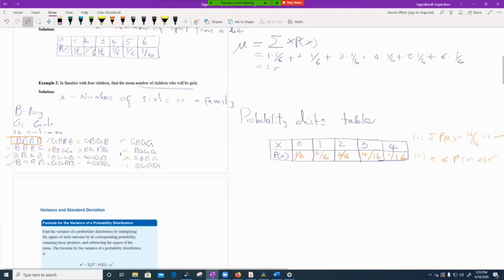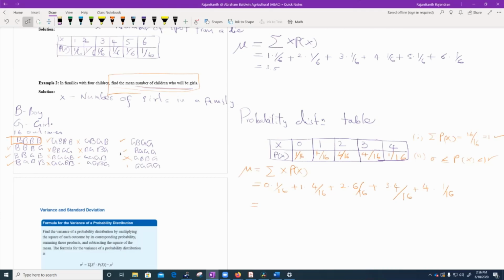So remember, the question is what? Finding the mean of x, right? The number of girls. Therefore, the mean is simply given by the sum of x times p(x). So my first x value is 0 times the corresponding probability 1 over 16, plus the second value 1 times 4 over 16, plus 2 times 6 over 16, plus 3 times 4 over 16, and finally 4 times 1 over 16. So this is the mean of the problem.